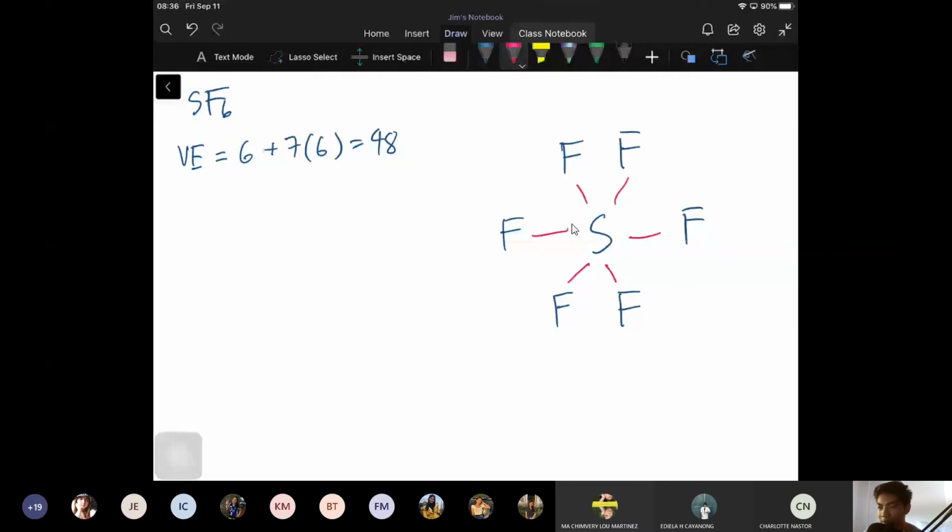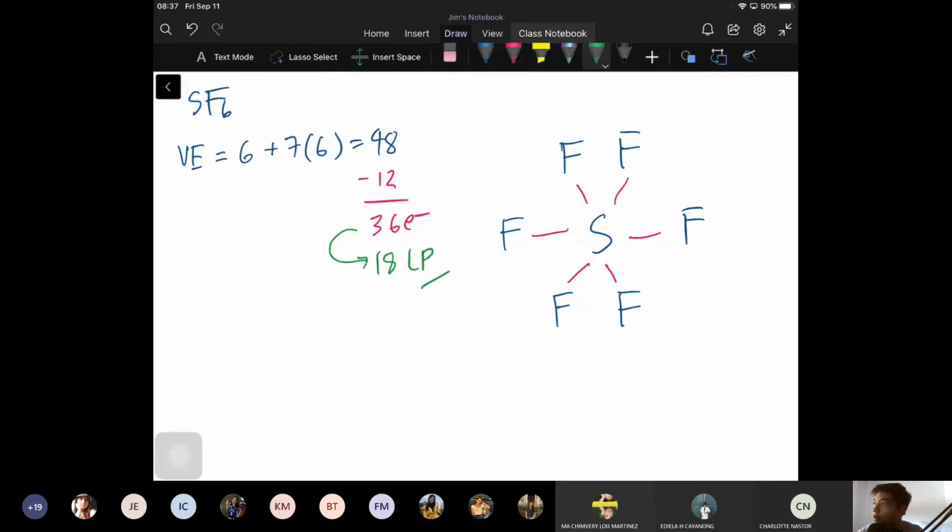Ay, hindi pala 10, 12. 2, 4, 6, 8, 10, 12. So, 12 electrons yung nagamit ko. So, minus 12. 48 minus 12 is 36 na. So, 36 electrons. Ano yung sabi natin? I can use this to create lone pairs. Ilang lone pairs magagawa ko dyan? 18 lone pairs.